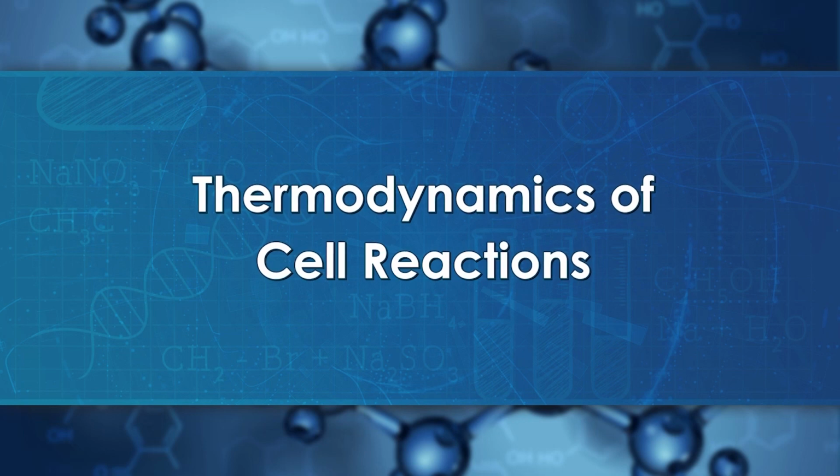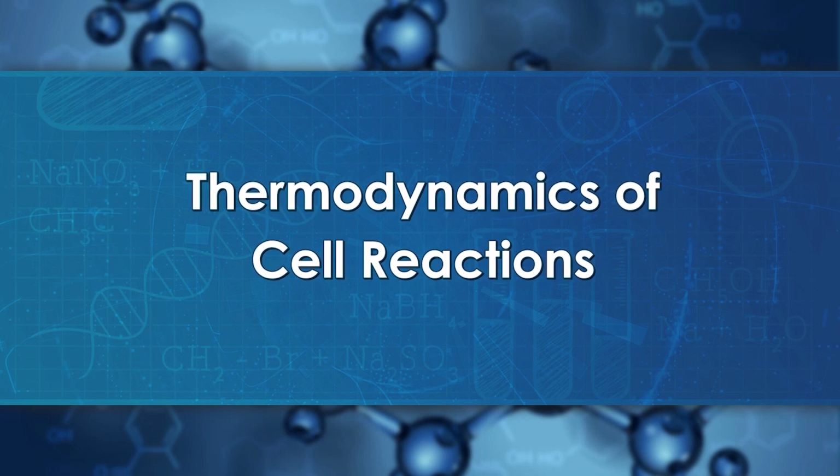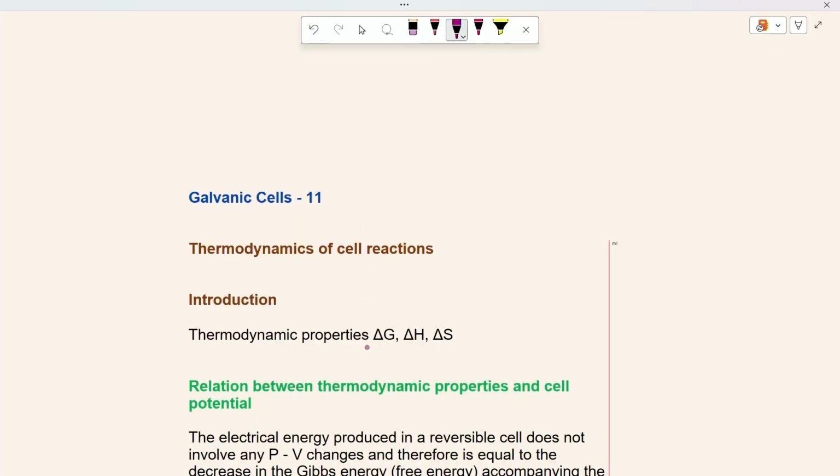Welcome to the 11th session on galvanic cells, and in this session we will be dealing with thermodynamic parameters related to the cell potentials, or you can say they are the thermodynamics of the cell reactions. So, we will recall some of the thermodynamic properties, mainly delta G, delta H and delta S. What is delta G? Delta G is a change in free energy, delta H is change in enthalpy, and delta S is the change in entropy.